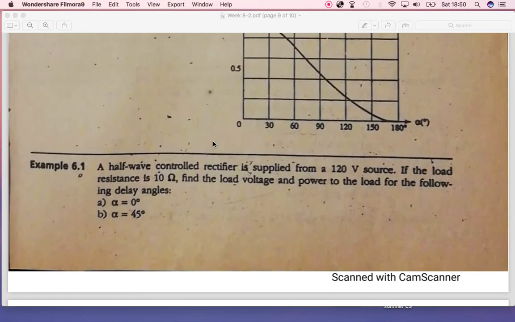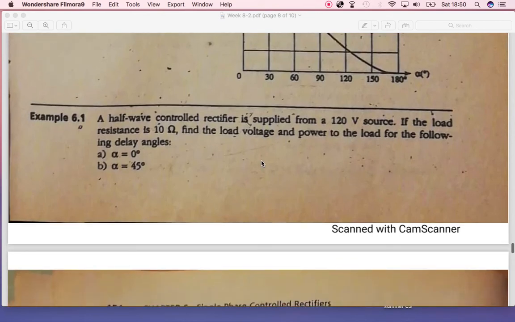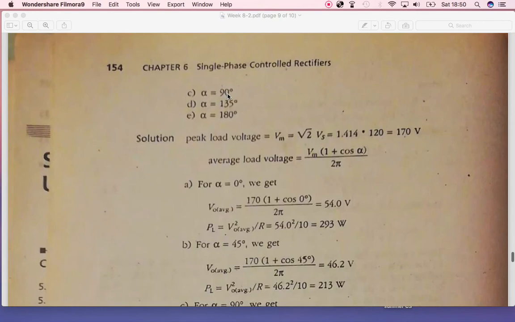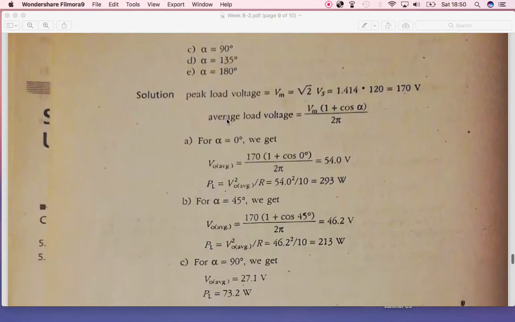So in the first numerical of the half wave rectifier we have an AC source voltage of 120 volts and a load resistance of 10 ohm, and we are to calculate the load voltage and power at the load when the angles are 0 degree, 45, 90, 135 and 180 degree respectively. So for that we need Vm for all the calculations of the output voltage, and for the output power we need the average voltage squared divided by R.